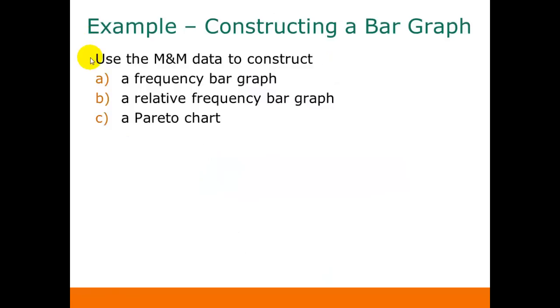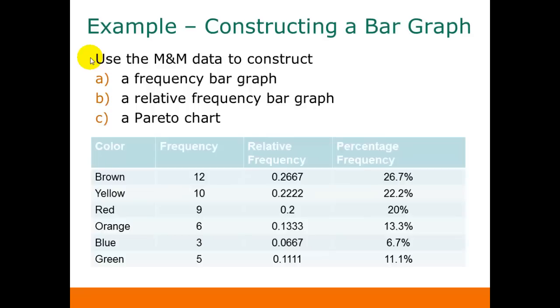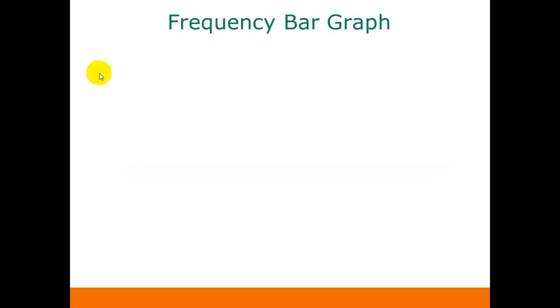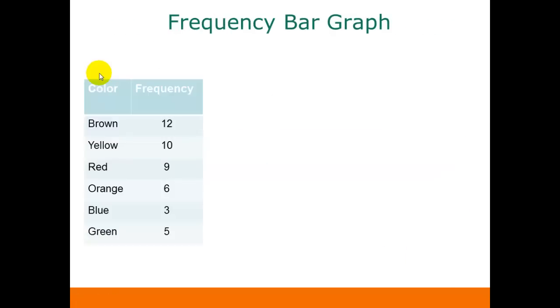Here's an example. We're going to use our M&M data to construct 3 different graphs: a frequency bar graph, a relative frequency bar graph, and a Pareto chart. So here's the information that we have. We have the categories, which are the colors. We have the frequencies, the relative frequencies, and the percentage frequencies. First, to do our frequency bar graph, all we need is the colors and the frequencies.